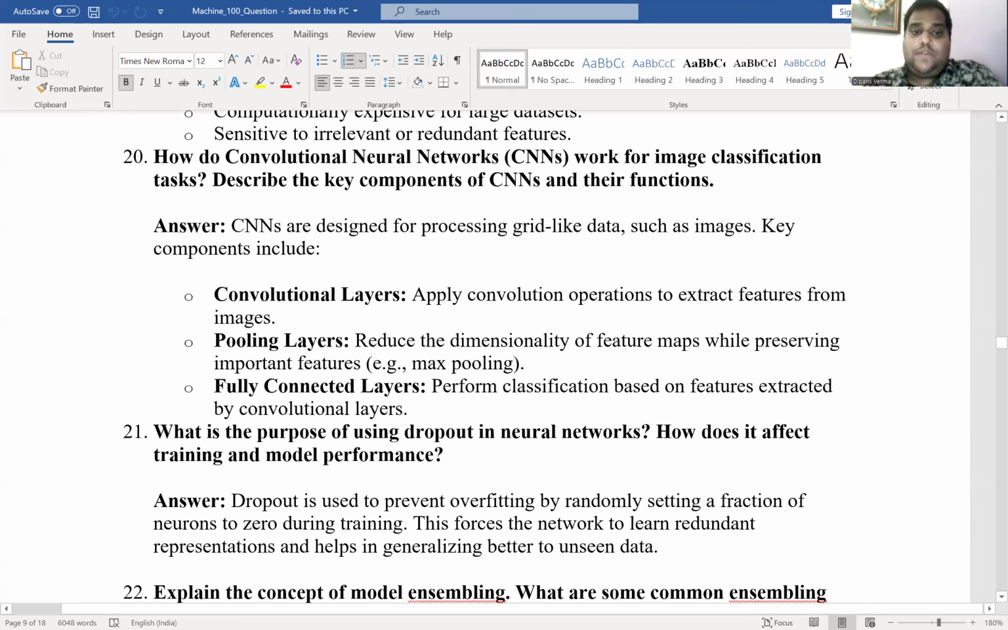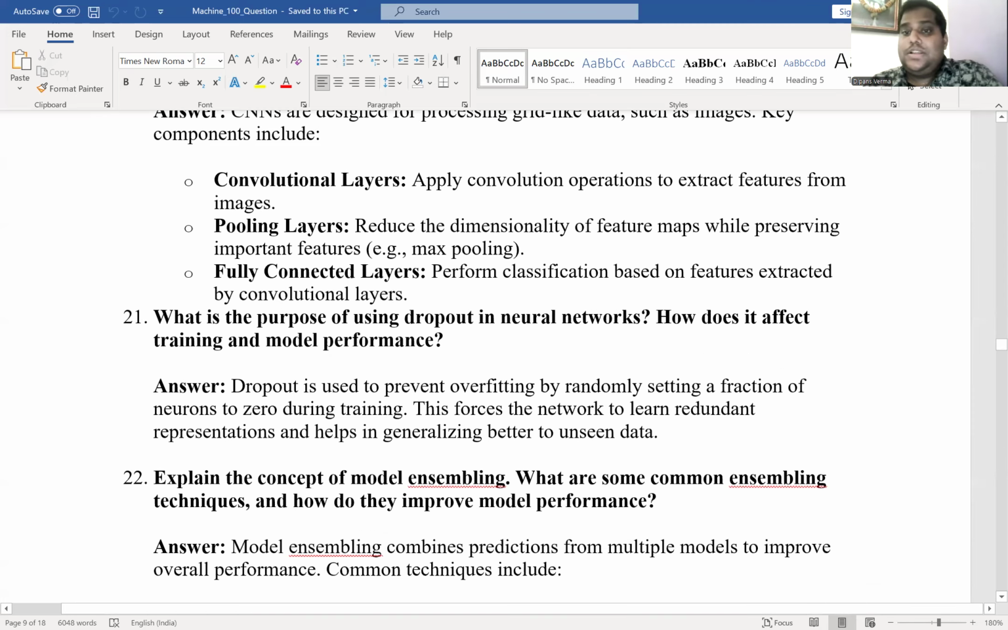What is the purpose of using dropout in a neural network? How does it affect training and performance? Dropout is used to prevent overfitting by randomly setting a fraction of neurons to 0 during training. This forces the network to learn robust representations and not depend on specific neurons.